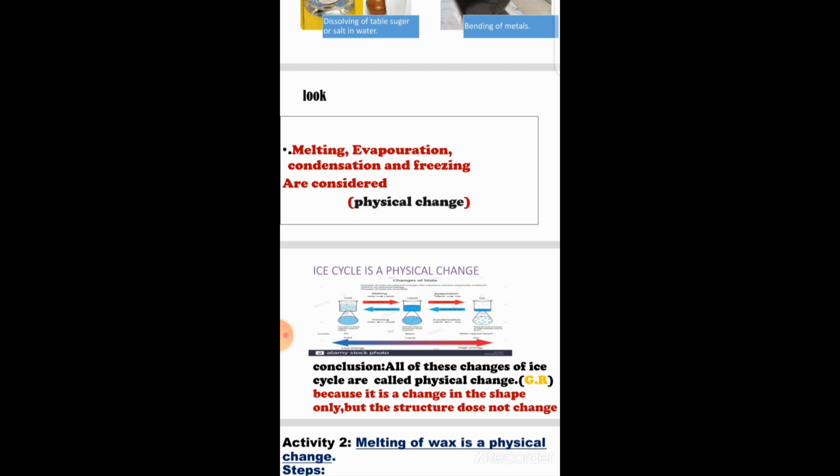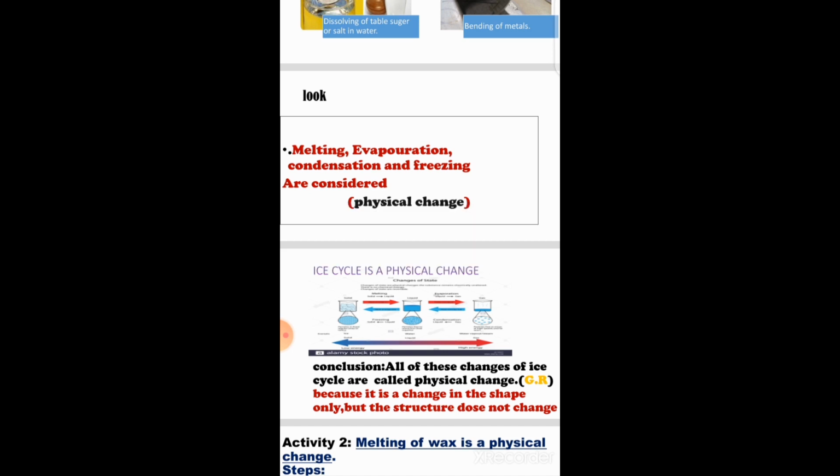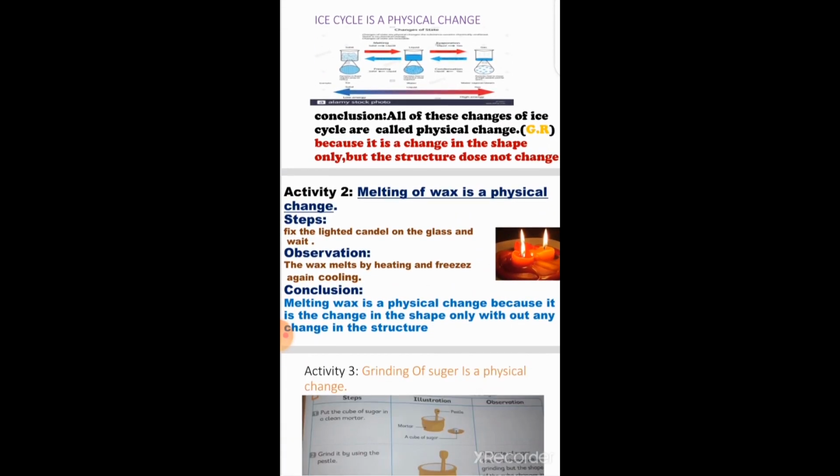Look, the melting process, evaporation process, condensation process, and freezing process are considered physical changes. Why? Because there is a change in the shape only, without any change of structure.